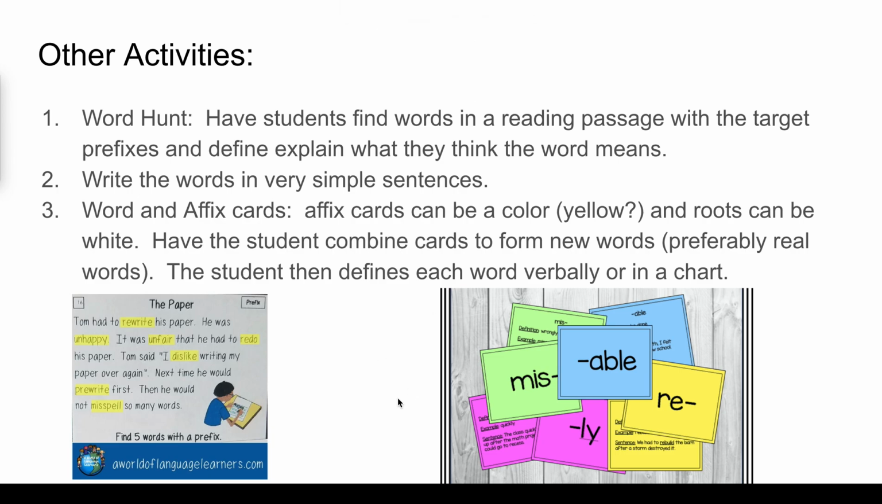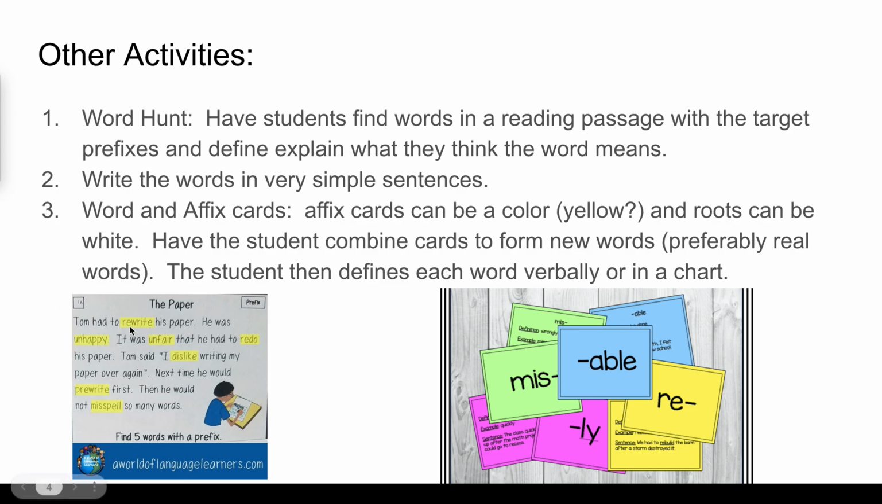There are some other activities that you can do that really help with building skills related to prefixes, affixes. So you can have students do a word hunt, help them find words in reading passages with that target prefix, and then define or explain what they think that word means. So here's an example down below.